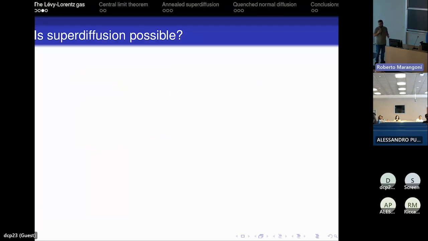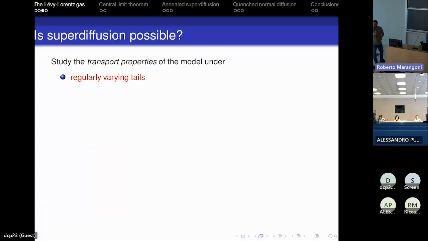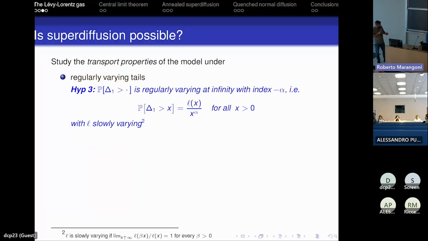For this reason, we need to distribute the distance between obstacles according to a power law distribution, and this is the third main hypothesis of the model. This is the tail distribution of Delta_1, the distance between two obstacles, which is a slowly varying function, such as a constant or the logarithm, just to have some idea, divided by x to the alpha. Alpha is the tail index. This is how mathematicians describe a power law, so they allow for a slowly varying correction. This is the third main hypothesis of the model.